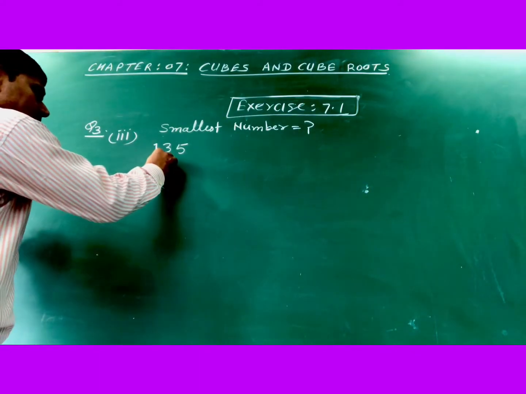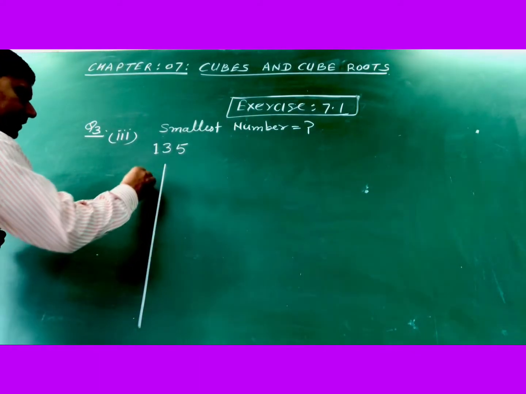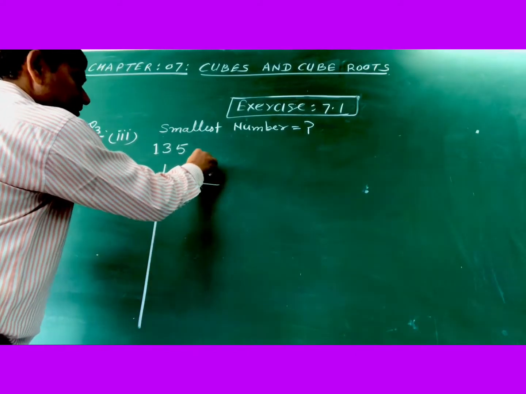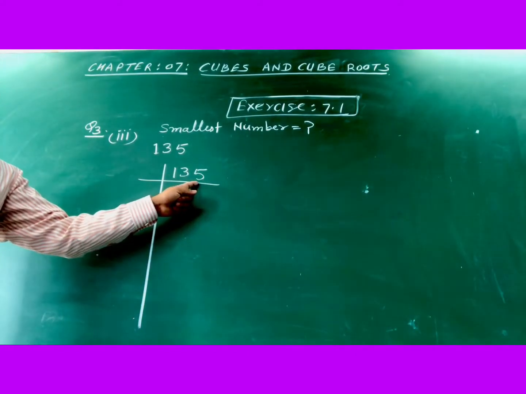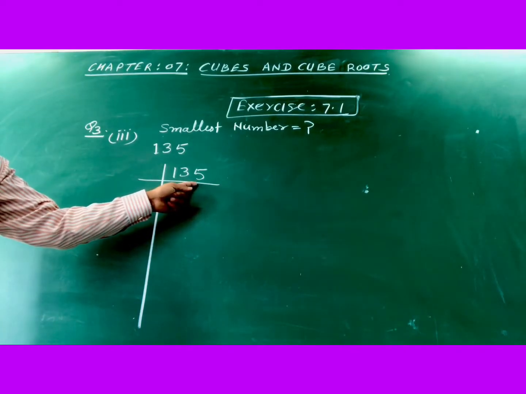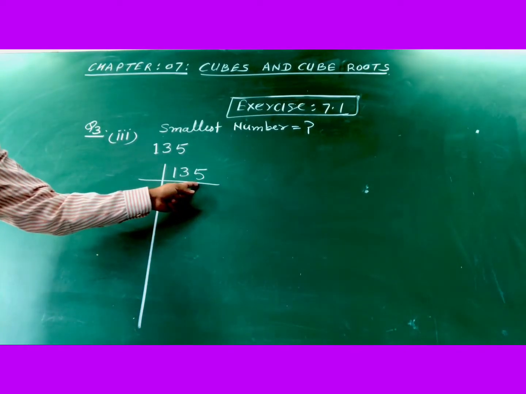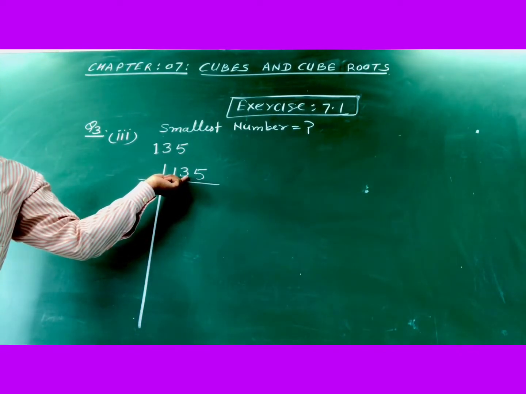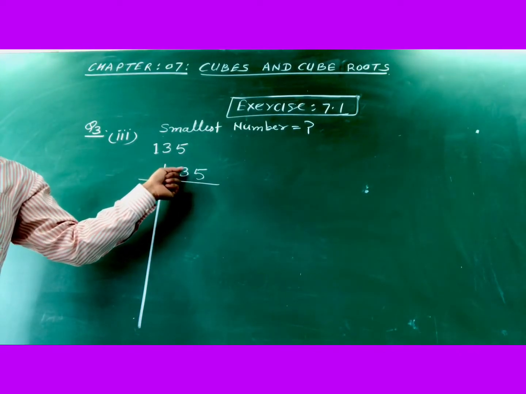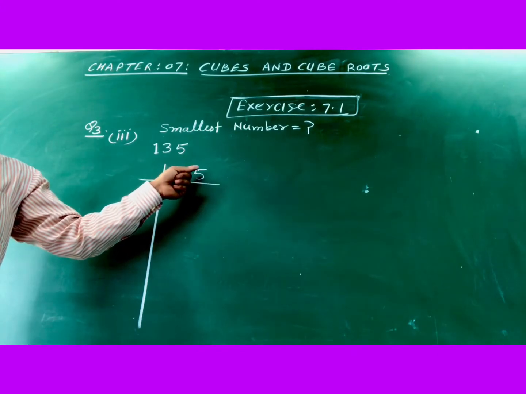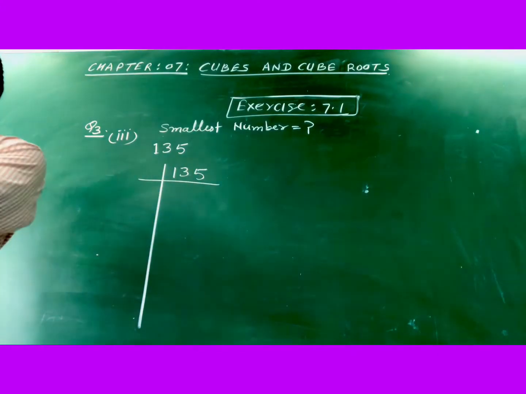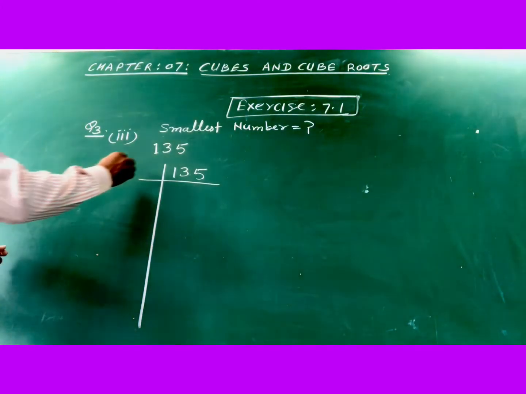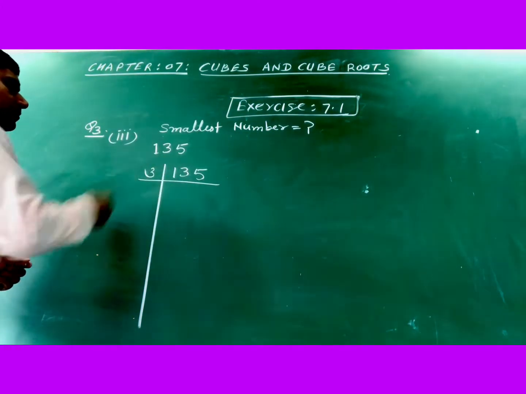So dear, you can write it like this: 135. Since the ones place is 5, you can divide this number by either 3 or 5. Can you see this is divisible by 3? Yes, of course, because 1 and 3 is 4, 4 and 5 is 9, and 9 is always divisible by 3. So the whole number is also divisible by 3. So we will start from 3.